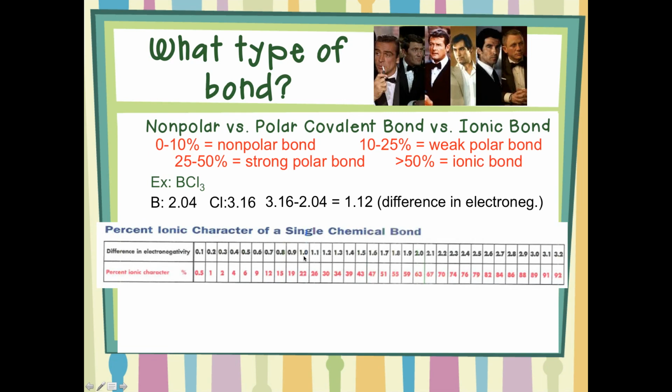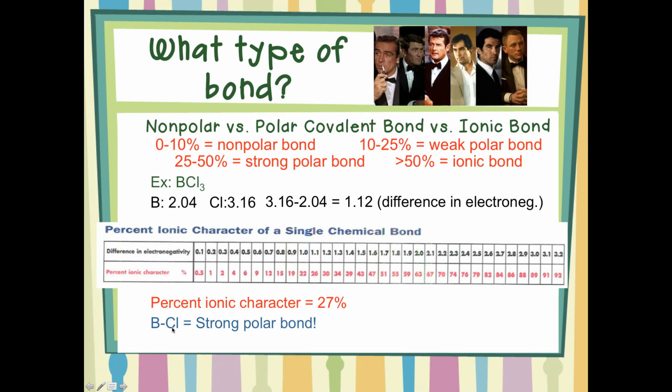You look at this chart, 1.12, so it falls kind of right between there, so kind of right between here for percent ionic character. So I maybe would say 27%. If you said 26 or 28, it's not going to matter that much because they fall in the same range. So then this we would call a strong polar bond.